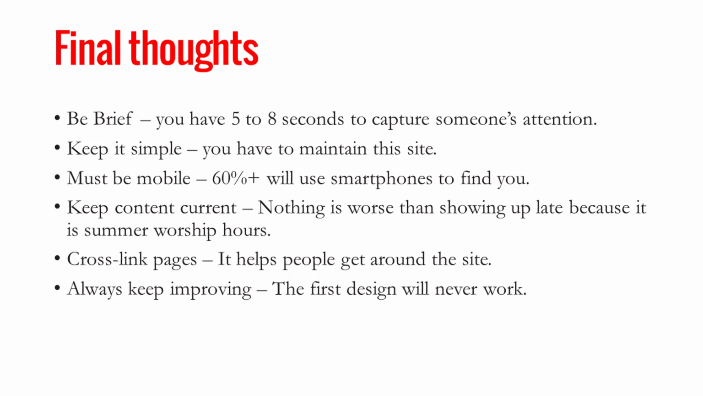Also, cross-link pages. So as you're writing the copy, how do you start to have highlights or URLs or links that go to different areas of the site that people could be interested in? And then finally, always keep improving. The first design will never work. You'll always end up finding problems. You'll find things you didn't think about. And so you have to go back and fix it. So always keep improving. Just don't assume because you've launched the website that it's great.